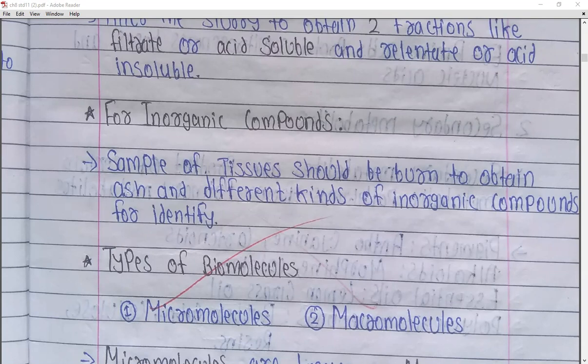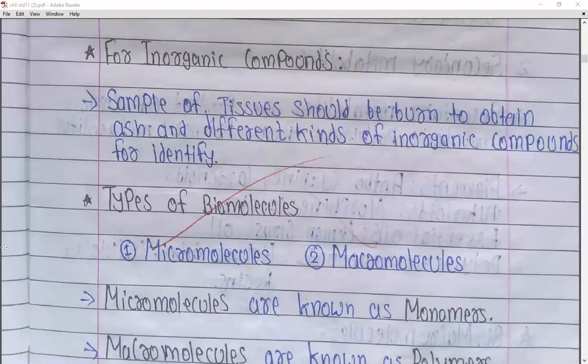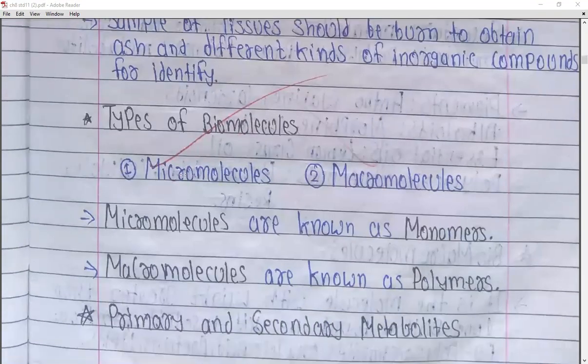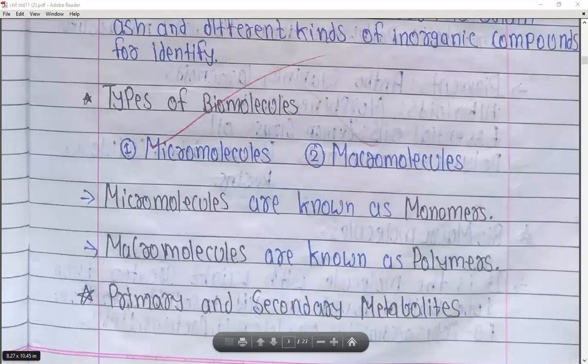Now up till here this was about the chemical analysis, how we are going to analyze whether there is some presence of some chemical composition, right? Now we are going to see what are the types of biomolecules, right? So the types of molecules are, first, micromolecules, and second, macromolecules, right?